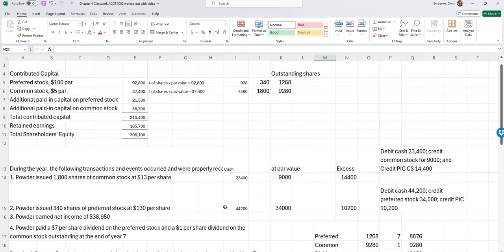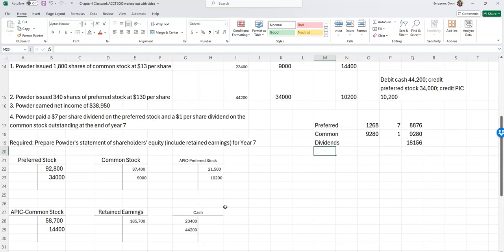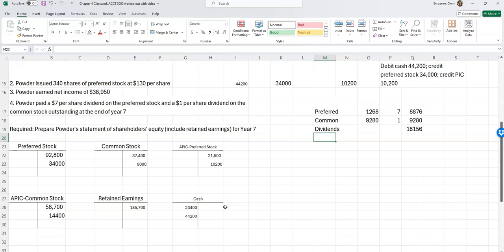All right, so what does that journal entry look like? We learned that there are 3 dates to paying dividends. There's the date of declaration where we set up the liability, then there's the date of record, and then there's the date of payment. So we're really just going to be concerned with the main journal entries here. We're going to be concerned with reducing retained earnings by $18,156, because that's what dividends do.